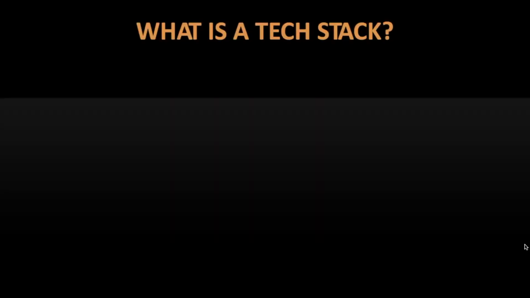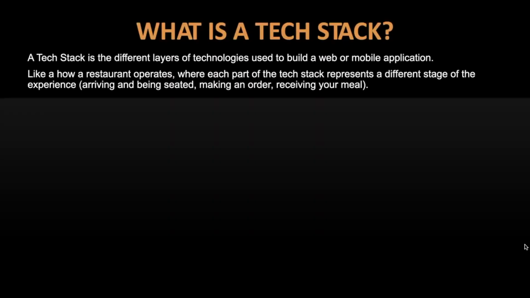What is a tech stack? In simple terms, a tech stack is really different layers of technology that are used and combined together to build a web or mobile app. If we use the analogy of a restaurant and how that operates, you can think of the tech stack as the different stages or experiences of first arriving, being seated, making your order, receiving your meal, eating your food, and leaving and completing the transaction.